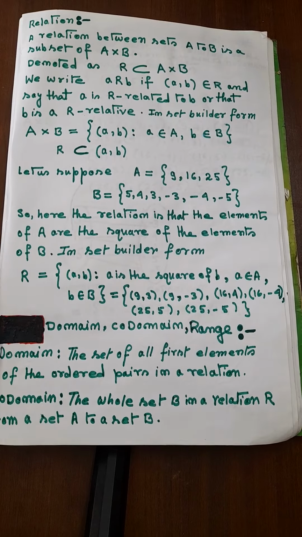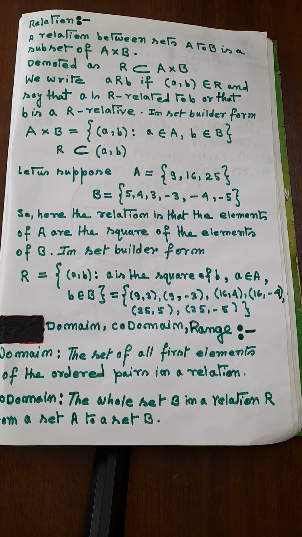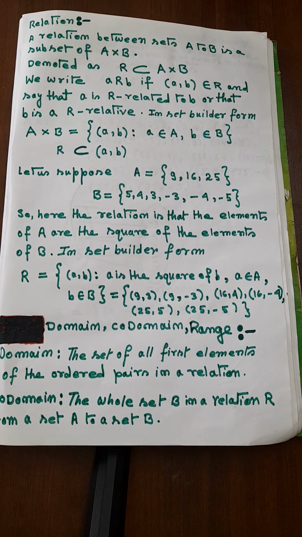What is a relation? A relation between sets A and B is a subset of the Cartesian product of A and B, denoted as R, a subset of A Cartesian product B. We write a R b if the ordered pair (a, b) belongs to R, and say that a is R-related to b, or that b is a R-relative.